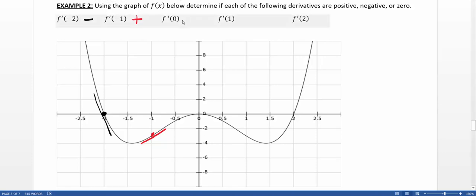The next one I'm going to consider is what happens at 0, f prime of 0. So again, I'm going to go to 0. I'm going to go to where that touches the function. And I'm going to sketch in a tangent line. So here's something really interesting happens.